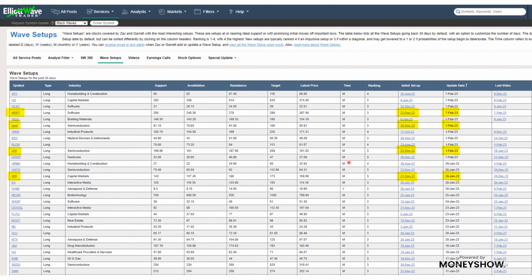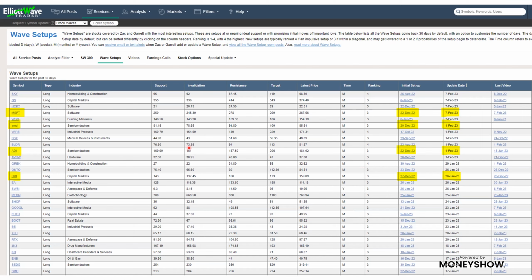Most of these tend to be an M in terms of time frame. That stands for months. That means we expect that the move will take a couple of weeks to a couple of months. There's occasionally a longer term setup in here, and every once in a while we'll do a shorter term, a W for weeks. And the ranking you can pretty much ignore.